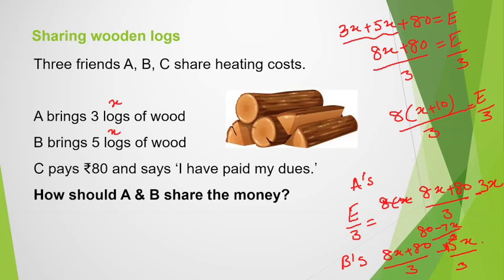Okay, I'm thinking again the same thing that I had started with. I'm trying to get into an equation. I've still not arrived at an equation yet. So what I have done is, there are two components of the share of the heating expenses. One is the money component and one is the log component. Each person's share in the money component is rupees 26 2/3.